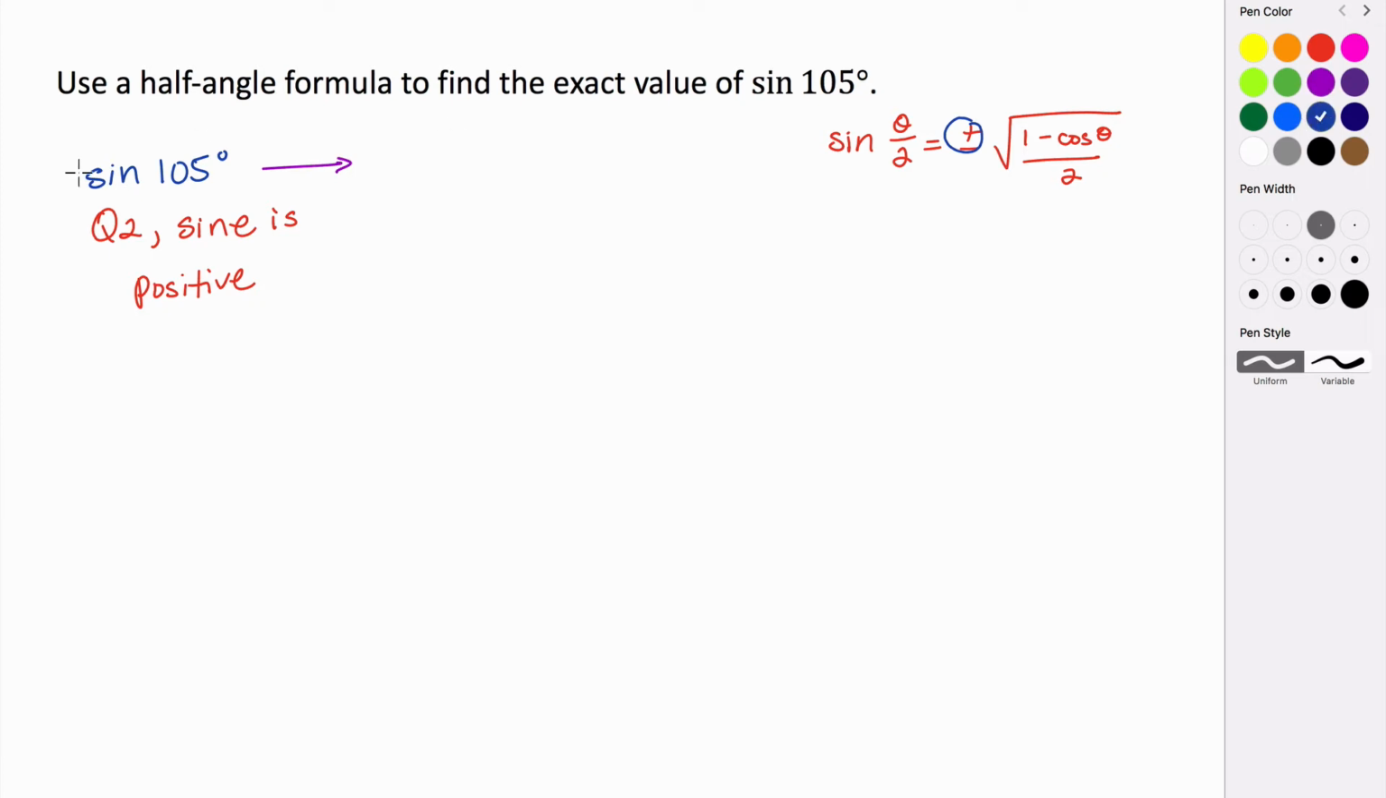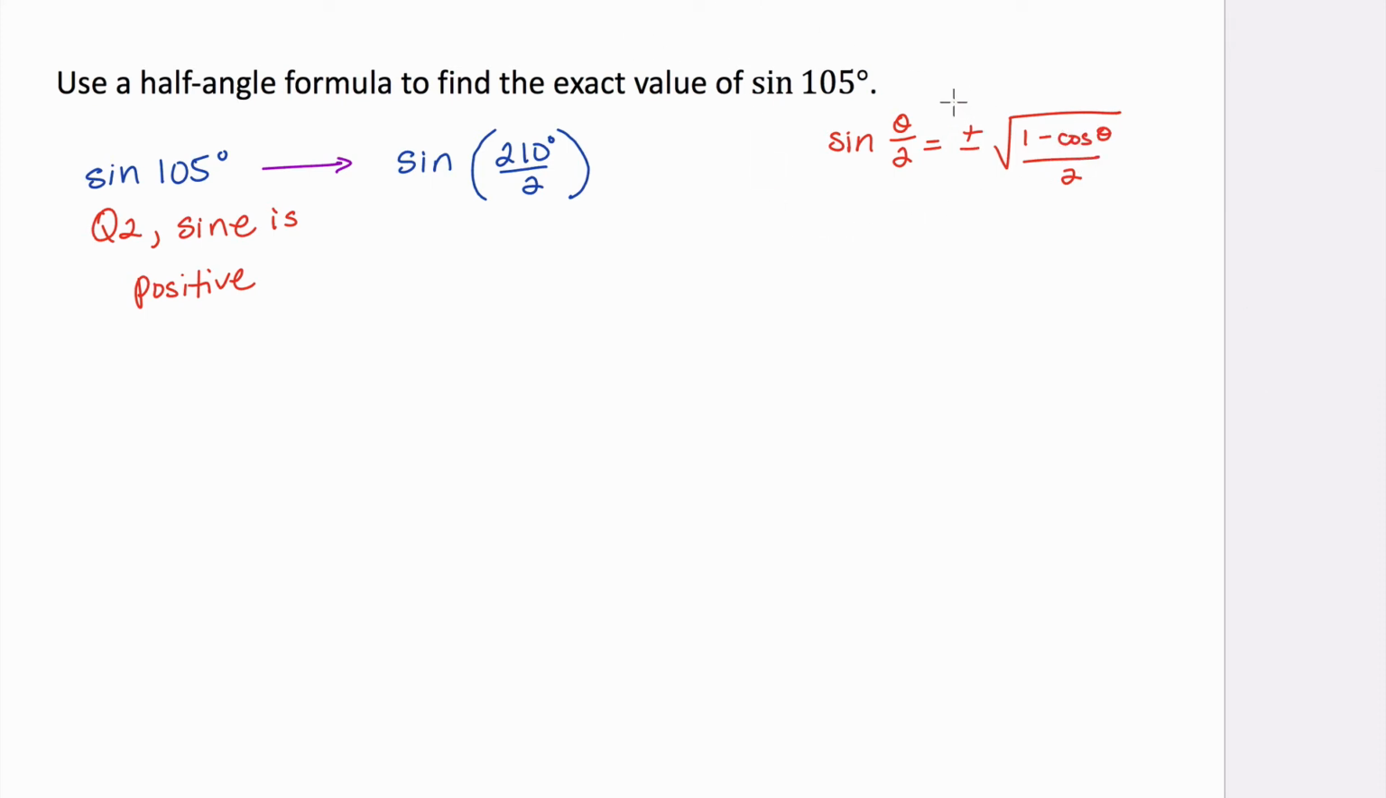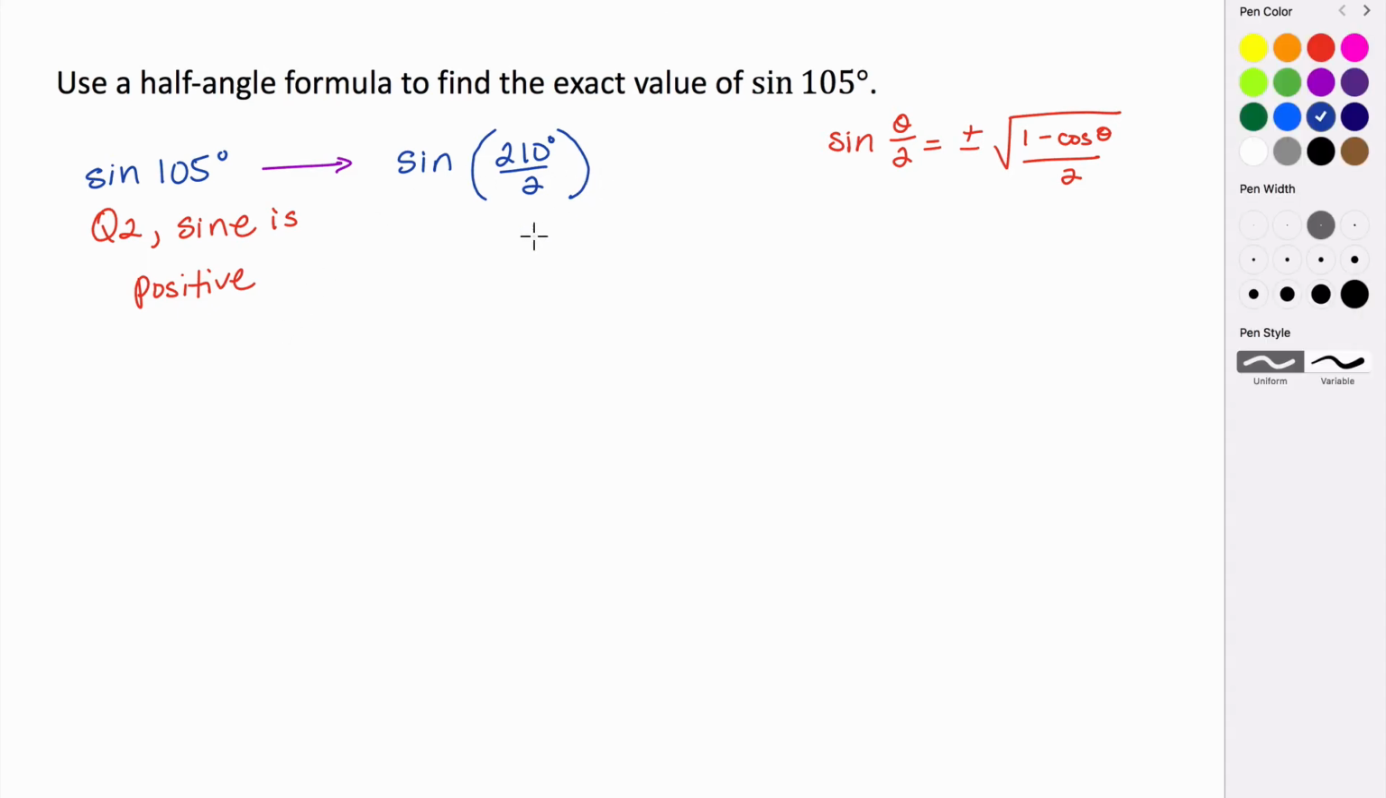So we're going to rewrite the sine of 105 degrees as the sine of 210 degrees divided by 2. So 105 is half of 210. Now, why do we want to write it this way? Well, 210 is a value that we know on the unit circle. So when we are evaluating the cosine there, it's going to be a value that we know and can actually find the exact value for. So that's why we're going to write it in that way.